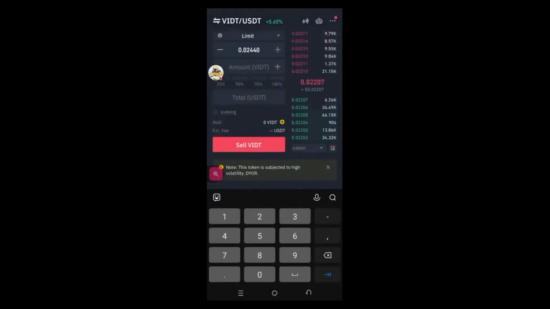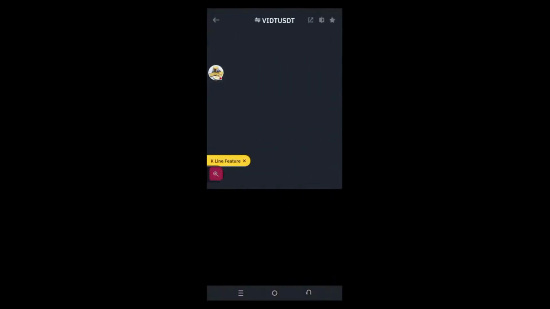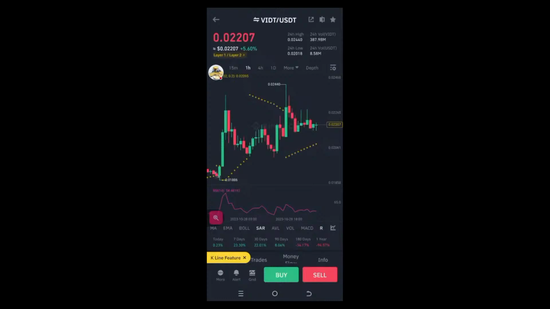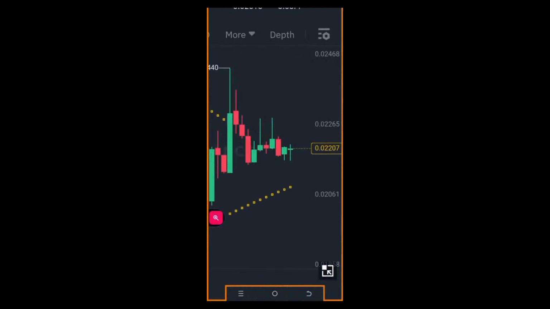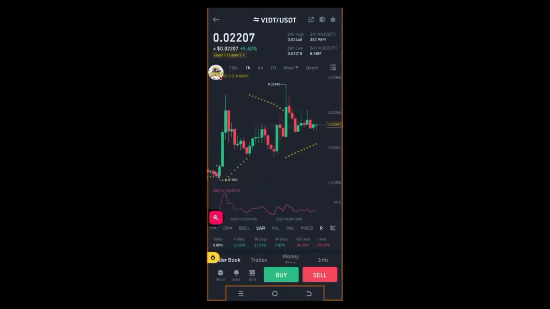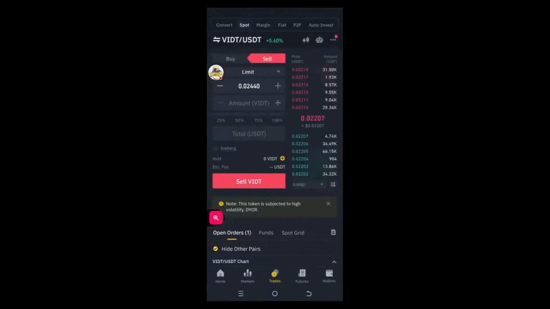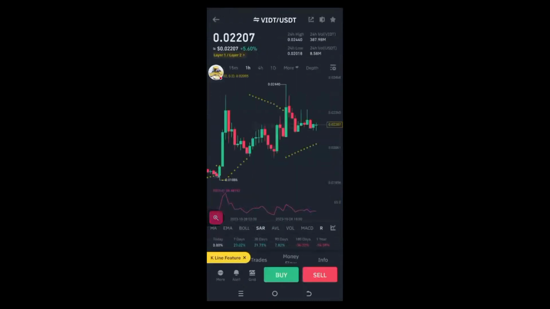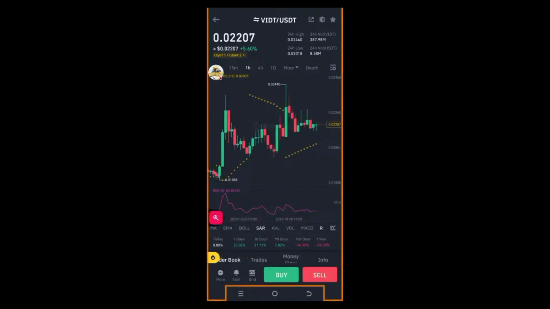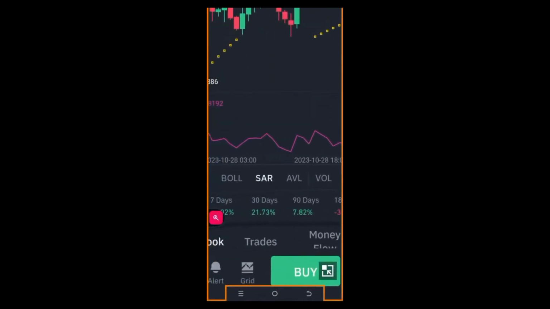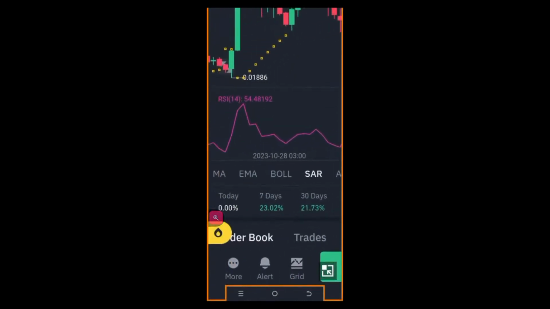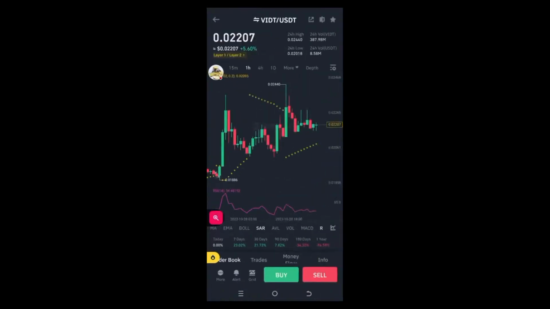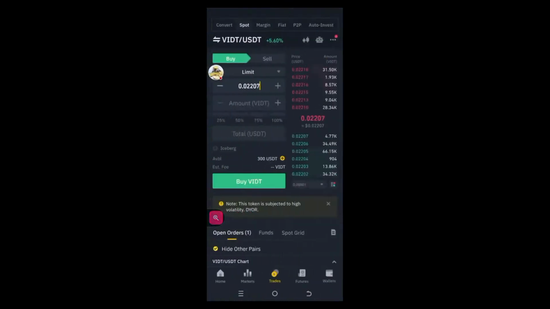Okay, so I think we can work with this anyways. Let's see what we can work with. VIDT. I just pray that as it's going up, it just keeps on going up. It's not fully on pump mode, but the conditions look right. Let me see. The parabolic SAR is under, and the RSI is not as high. Okay, let's go ahead and just try this out.